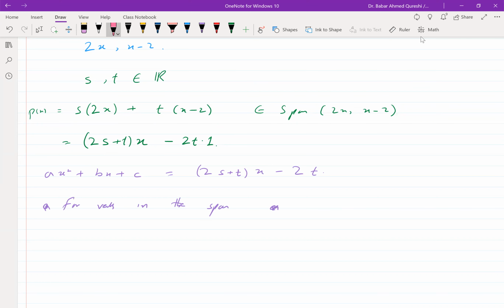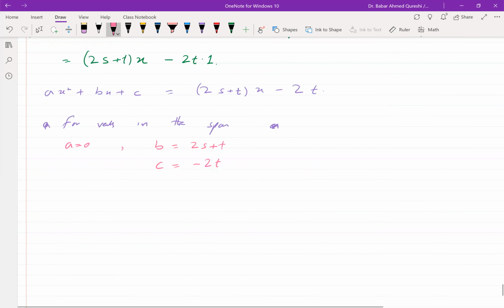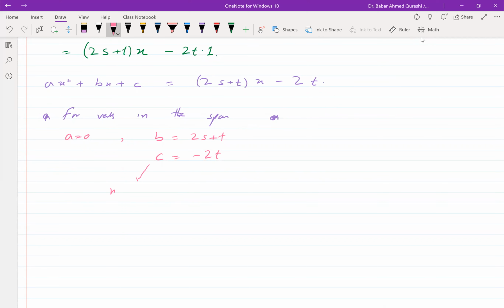I must have a is equal to 0 by comparing x square, and b is equal to 2s plus t, and c is equal to minus 2t. So I can make any t, make any c. Any c is possible, because all you have to do is choose t is equal to minus 2 over c. Similarly, any b is possible, because once you are given a t, you can choose an s accordingly to compute any b.